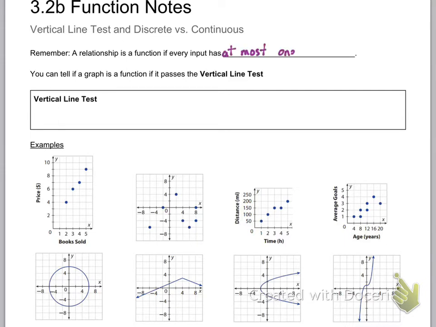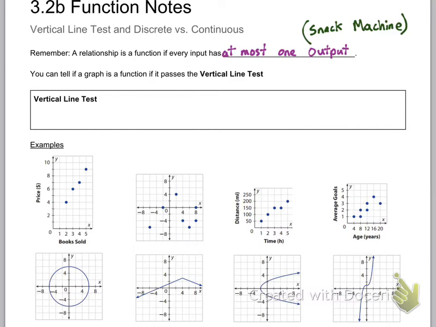So first of all, just remember a relationship is a function if every input has at most one output. It cannot have more than one. If it has more than one, then remember it's kind of like that broken snack machine. If you go back to the analogy, if you press one button on a snack machine, it should give you a certain type of snack. If it gives you different kinds of snacks with the same button, that's a broken machine.